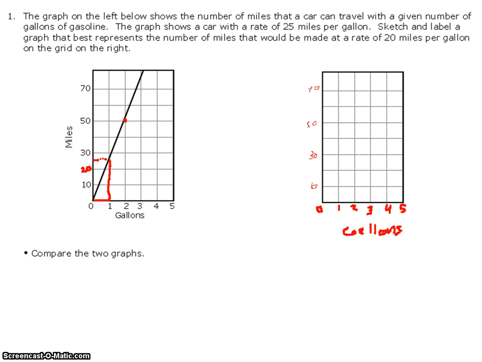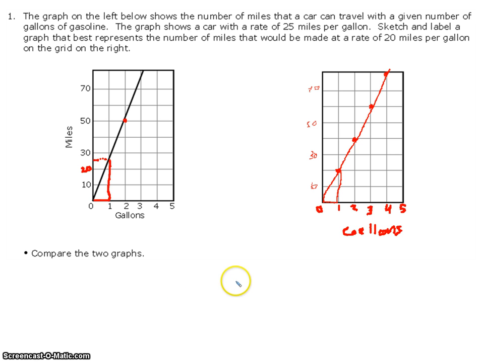And so if we want to show a vehicle that goes 20 miles per gallon, then that means each time we go over 1, we need to go up 20. And so that would put us right here. Go over 1, up 20 again, put us right here. Go over 1, up 20 more. Finally right here. So then we just connect our points. And so this line would represent a vehicle that's getting 20 miles per gallon.